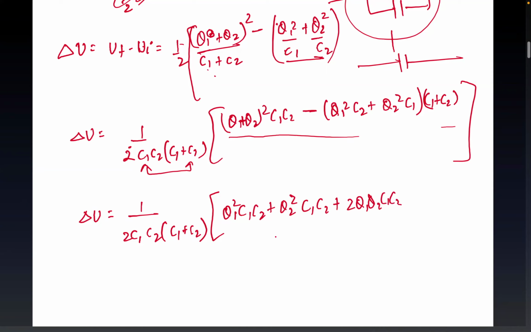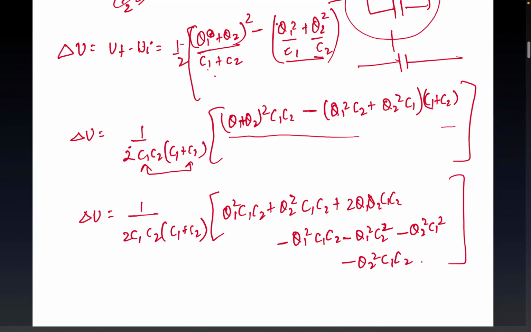This is a subtraction, so whatever I write, I'll put this subtraction. So this Q1 square C1 C2 negative. Another one, Q1 square C2 is there, and another C2, so it will become C2 square. Put negative also. Q2 square C1 square negative, minus Q2 square C1 C2.